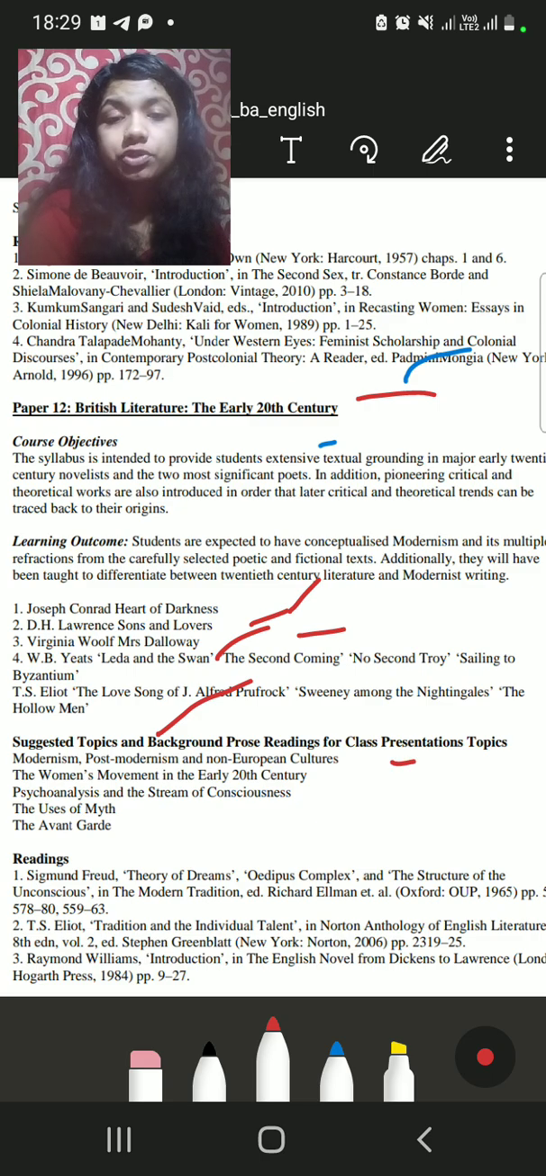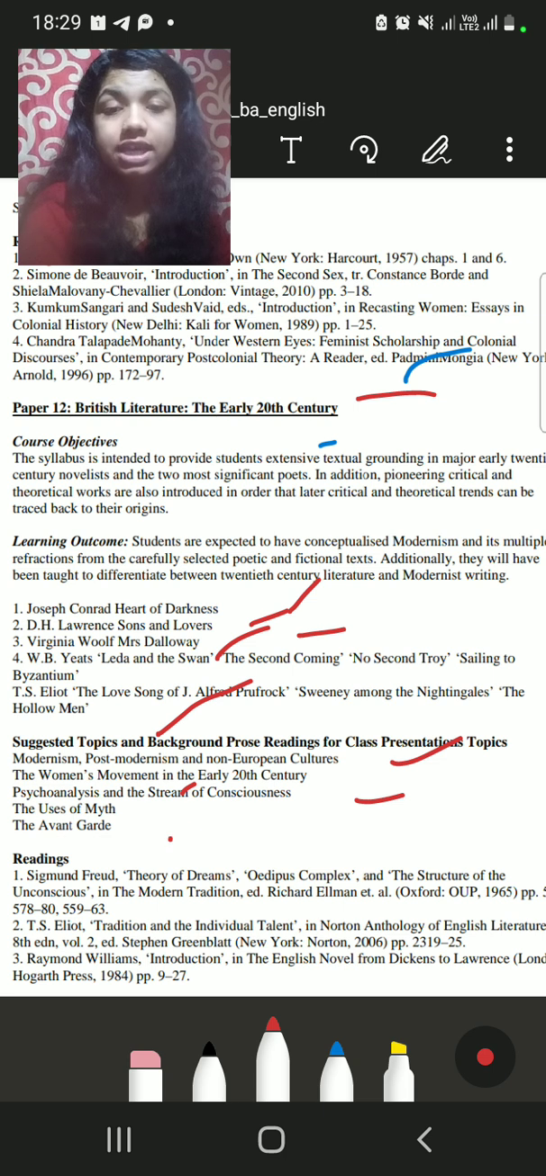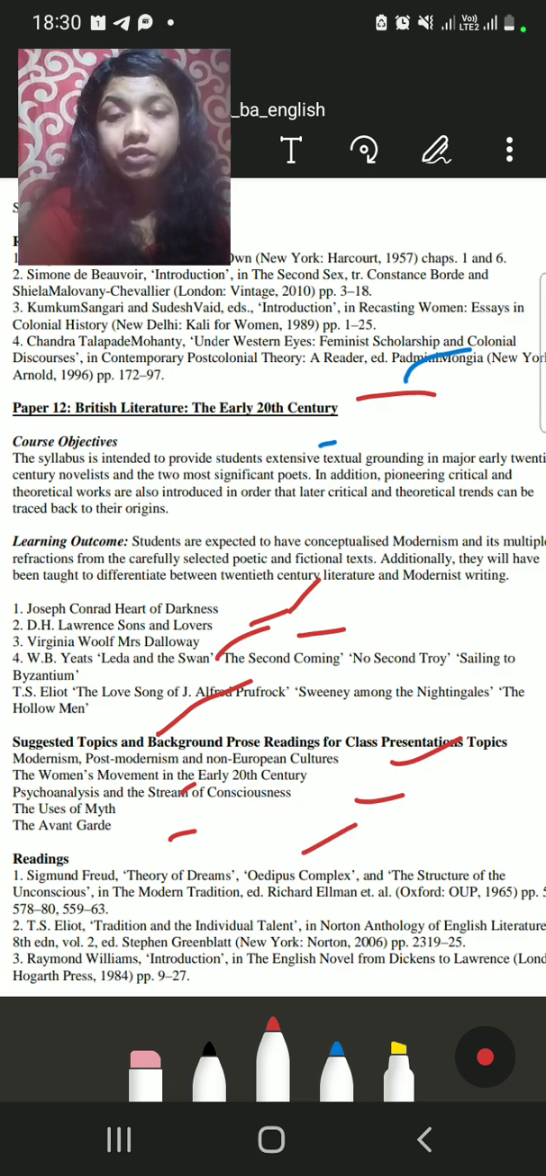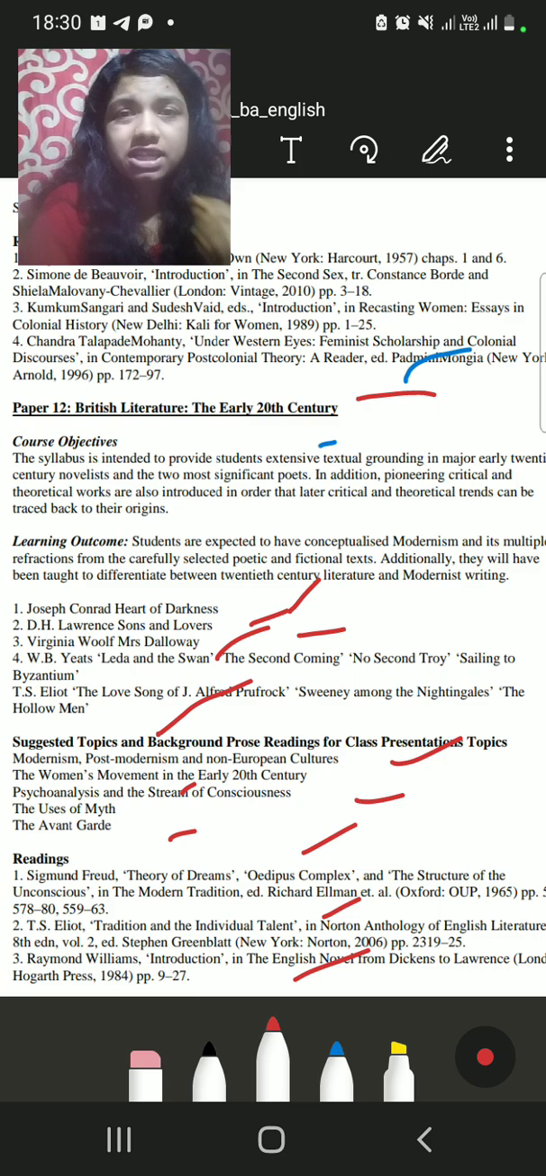Suggested reading: Modernism, Postmodernism, Non-European cultures. This all I'll deal with in separate videos. Then psychoanalysis, stream of consciousness, women's movement in the 20th century, use of myth. Then there's avant-garde. Then in the significant reading section, there's Sigmund Freud, Theory of Dreams, Oedipus complex, Structure of the Unconscious. Then there's T.S. Eliot, Tradition and the Individual Talent, Anthology of English Literature, Raymond Williams, Introduction to the English Novel from Dickens to Lawrence. So let me explain a little bit in a few words if I can.